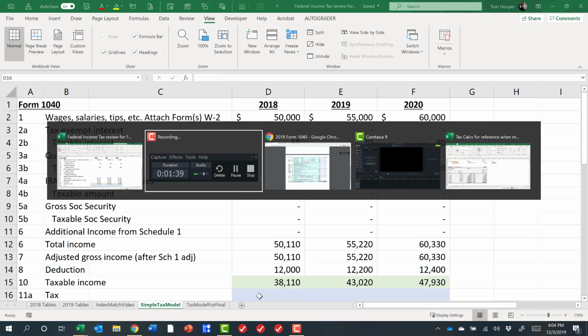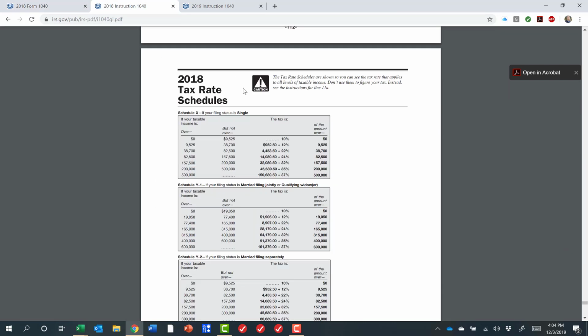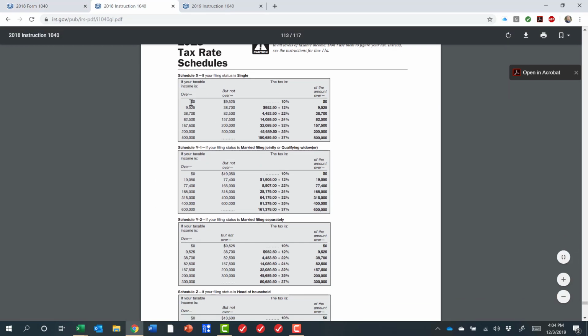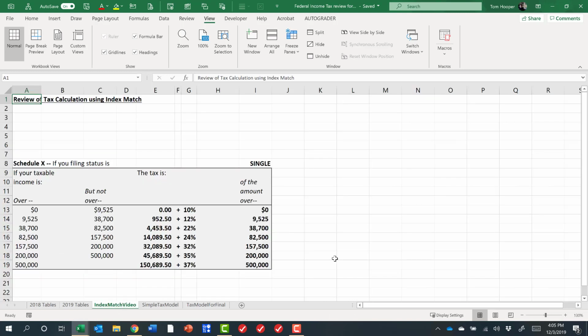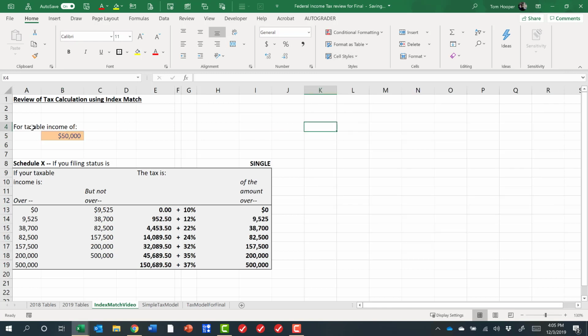Recall that in the 1040 instructions, there's a tax table near the back that shows these tax rate tables saying if your taxable income is over some amount but not over another, then how to calculate the tax. If we look at that in Excel, it looks like this. And what I'd like to do in this video is focus just on the single filing status. So I'm going to come over to this screen. And let's see if we can make that calculation. If we know what our taxable income is, then we'd like to be able to calculate the tax that corresponds to that taxable income.